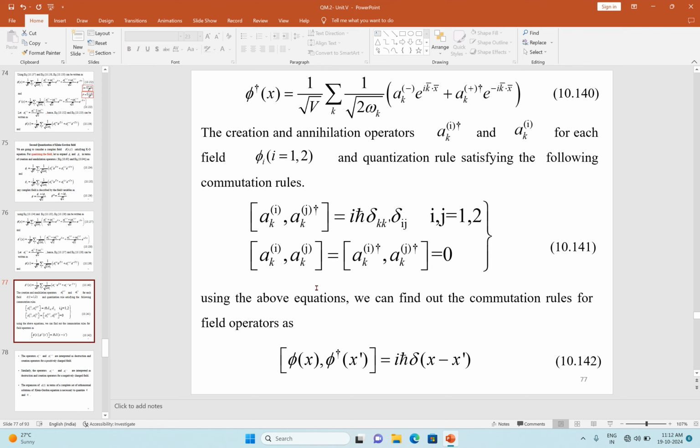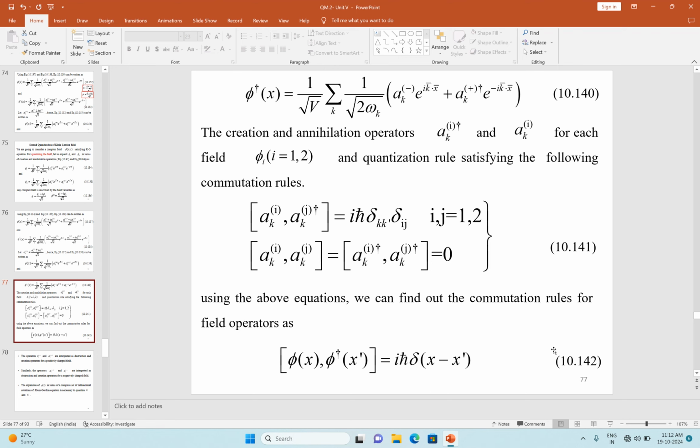Using the above equations, one can find out the commutation rules for the field operators too. So the commutation of phi of x comma phi dagger of x equals i h cross delta of (x minus x prime). Of course, we are going to use all the commutation rules.